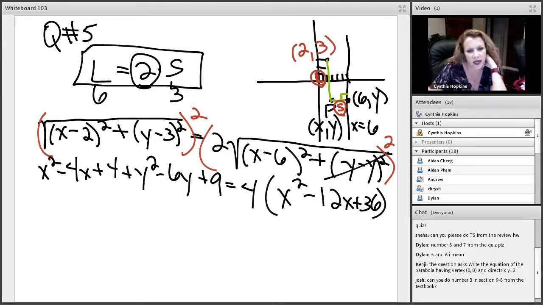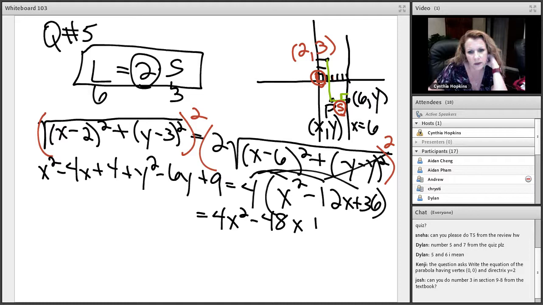Okay, next, I need to distribute this 4. I'm a little worried about that because a lot of students make mistakes with the distributive property for some reason. So 4x squared minus 48x plus 24, that's going to be 144. Okay, on this left side, I'm going to rewrite this again. X squared minus 4x plus 4 plus y squared minus 6y plus 9.